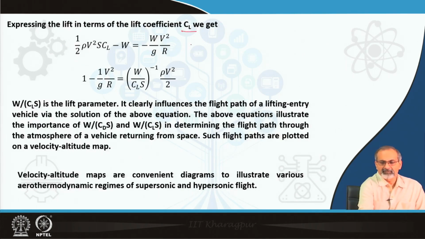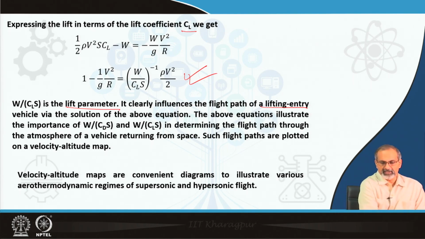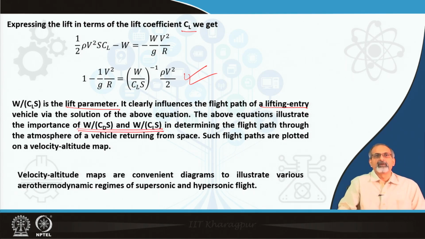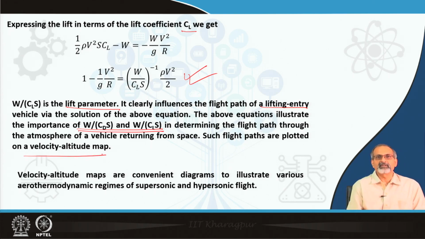Expressing the lift in terms of the lift coefficient, again from the second equation you can show this, where W by CLS is the lift parameter. It clearly influences the flight path of a lifting entry vehicle by the solution of the above equation. Therefore, the above equations clearly illustrate that these two expressions are important for determining the flight path through the atmosphere of a vehicle returning from space. Such flight paths are plotted on a velocity altitude map. These maps are convenient diagrams to illustrate various aerothermodynamic regimes of supersonic and hypersonic flight.